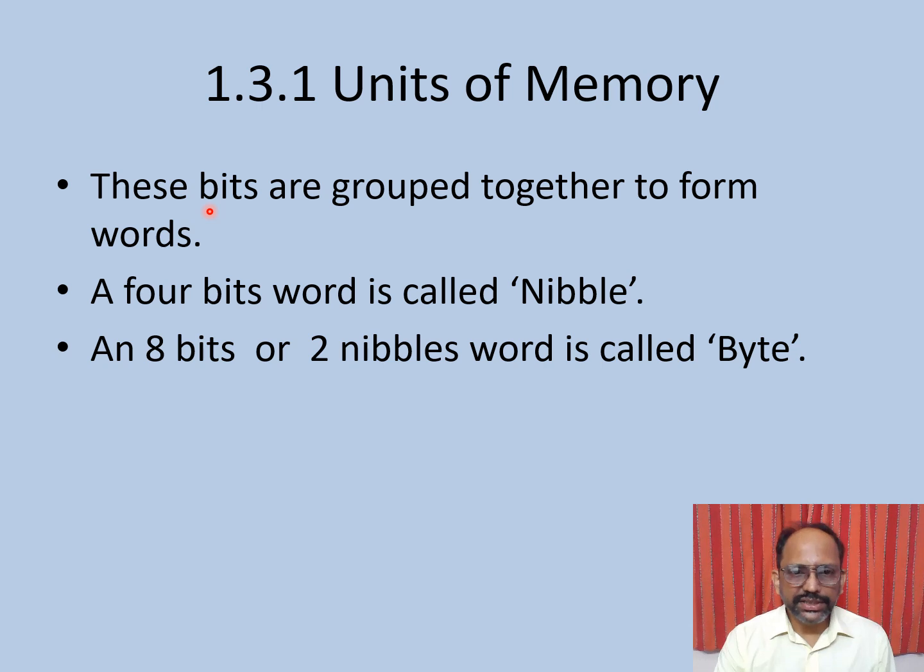These binary digits are grouped together to form words. How many binary digits are grouped to form a word? There are two kinds of words. One is a 4-bit word called a nibble, and an 8-bit word called a byte. An 8-bit word is called a byte, and a 4-bit word is called a nibble.